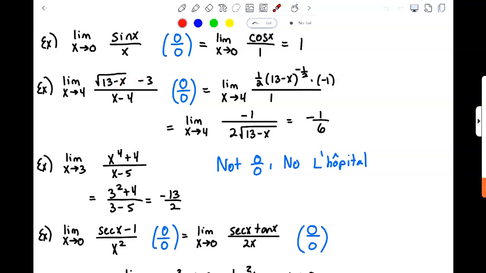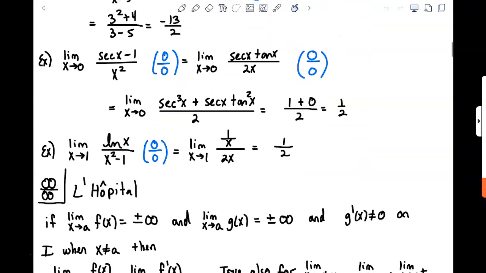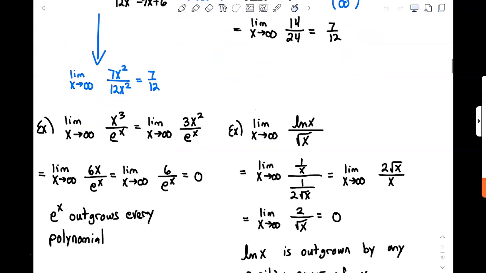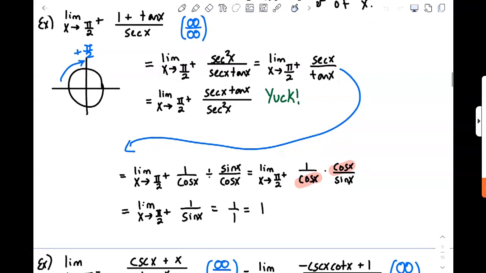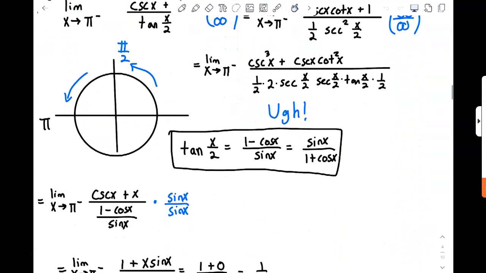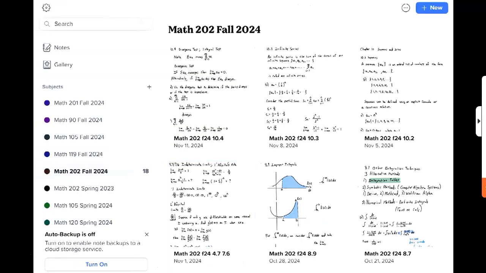My apologies there. Remember, if it's not 0 over 0, we don't use L'Hopital's rule, right? So don't jump into that. You might run across something like that. So again, we went through lots of different examples. And then we talked about our other indeterminate forms.